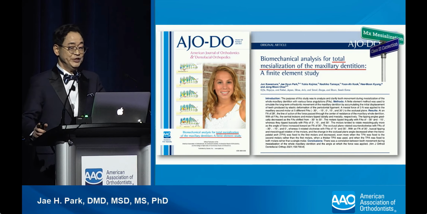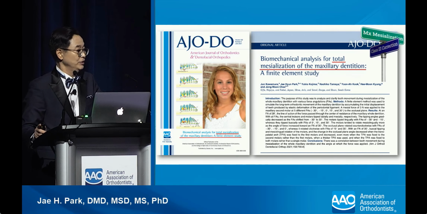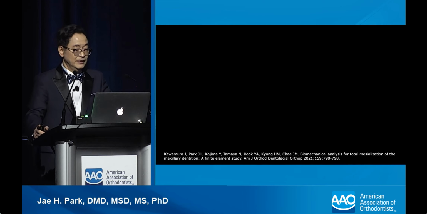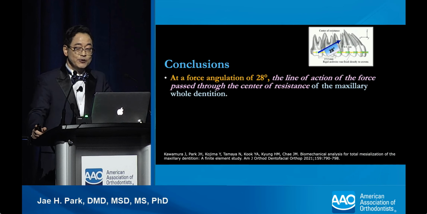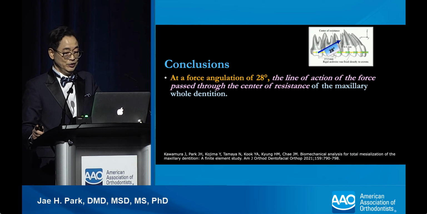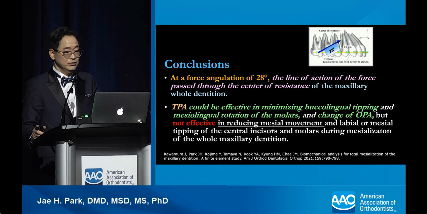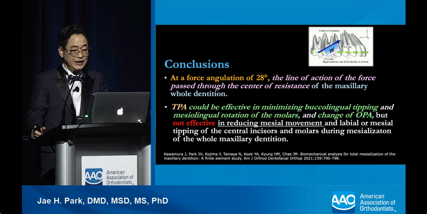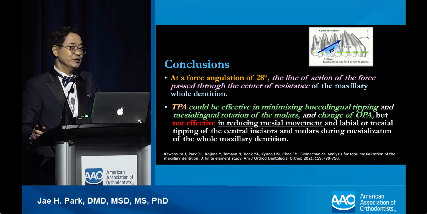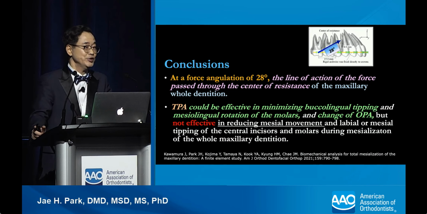What about total distalization of upper dentition in Class III correction? At a force angulation of 28 degrees, the line of force passed through the center of resistance of the entire upper dentition. As you know, TPA could be effective in minimizing buccolingual tipping, mesiolingual rotation of molars, and change of occlusal plane, but not effective in anchorage control.